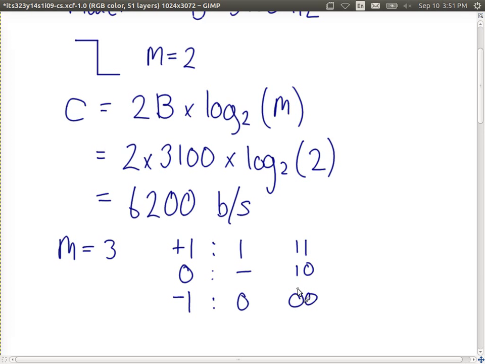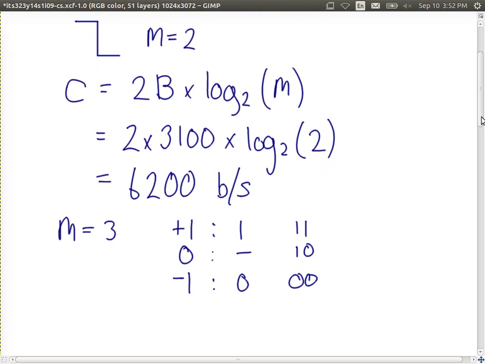But what if we want to transmit 0, 1? Which level do we use? So that's why we can't use 3 levels. We want to be able to transmit any sequence of bits. If we had 3 levels, we would never be able to send the bits 0, 1. So we need a power of 2 in terms of the number of levels. So that one we will not try.